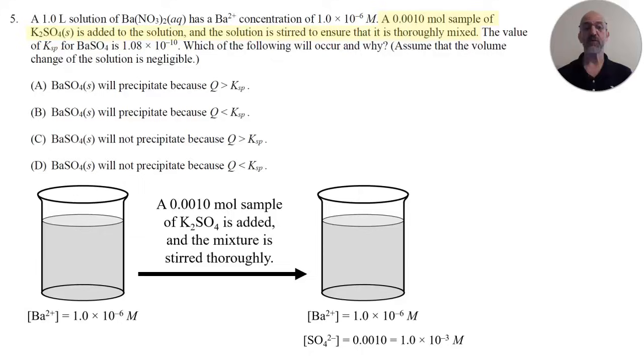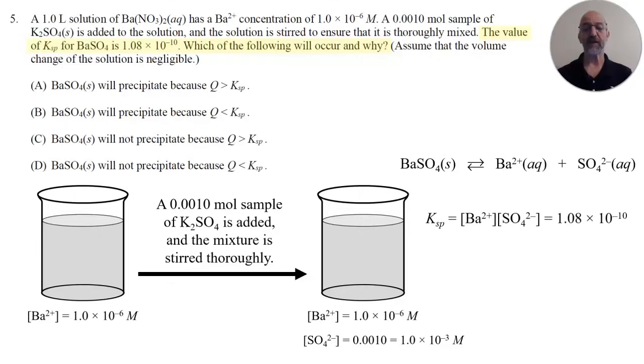So it's going to be a Q versus K comparison. The value of Ksp for barium sulfate is 1.08 times 10 to the negative 10. It says, which of the following will occur and why? So will a precipitate form, yes or no? And it's going to be either because Q is less than or greater than Ksp. So here is the equation for the dissolution of solid barium sulfate. You can see solid barium sulfate on the left and the aqueous ions, barium and sulfate, on the right. And so we have the concentration of barium times the concentration of sulfate in our Ksp.